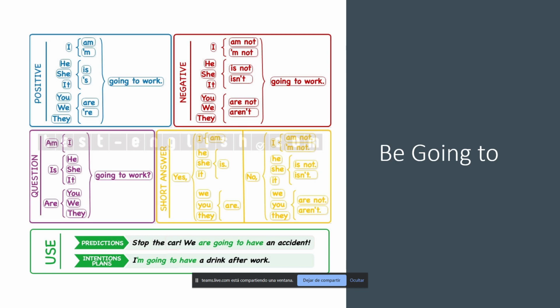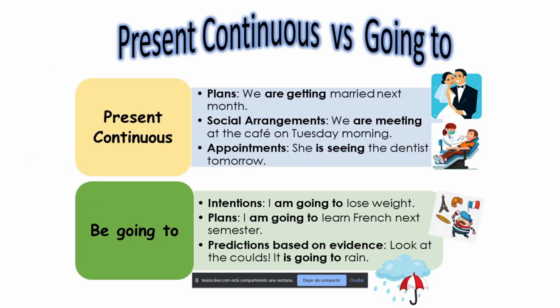Yes. Okay. For intentions and plans, for example, I'm going to have a drink after work. This is because you are really sure that it's going to happen. Maybe he has an invitation, so he decided that he is going to have a drink after work, right? Right. Okay, really easy.